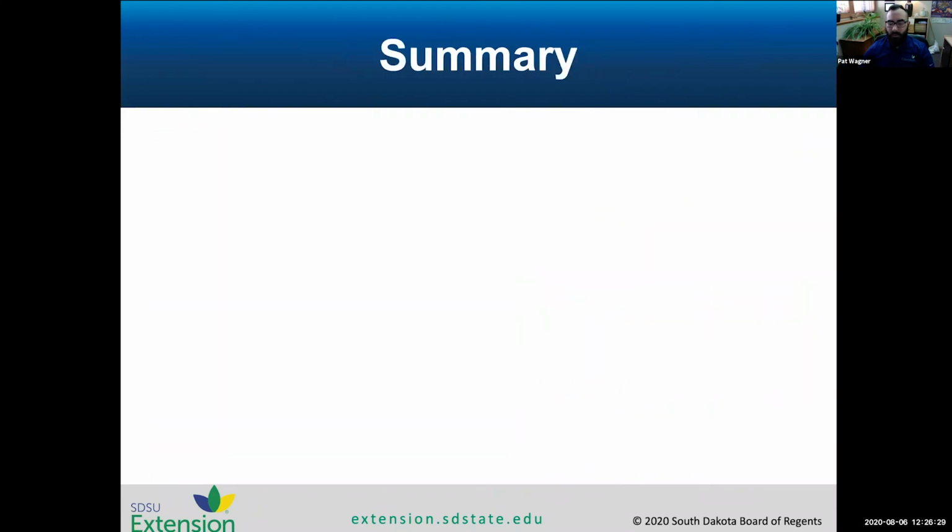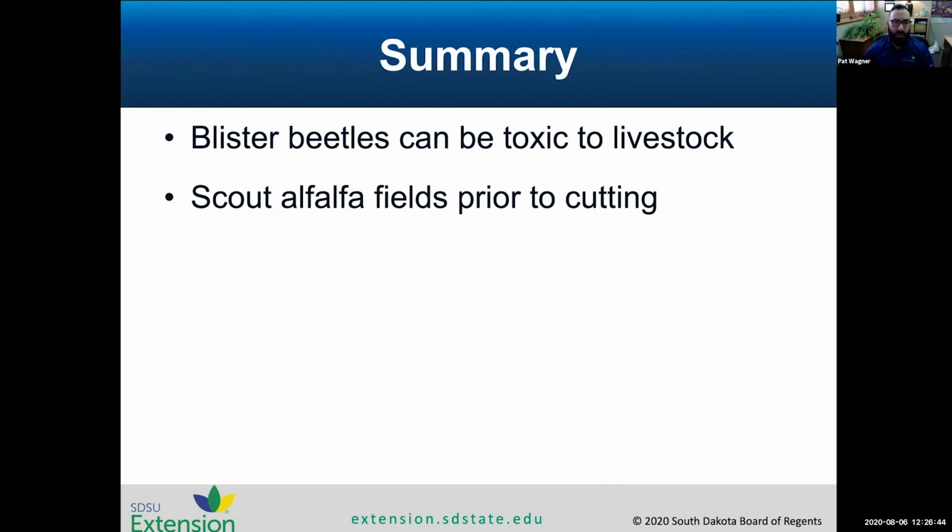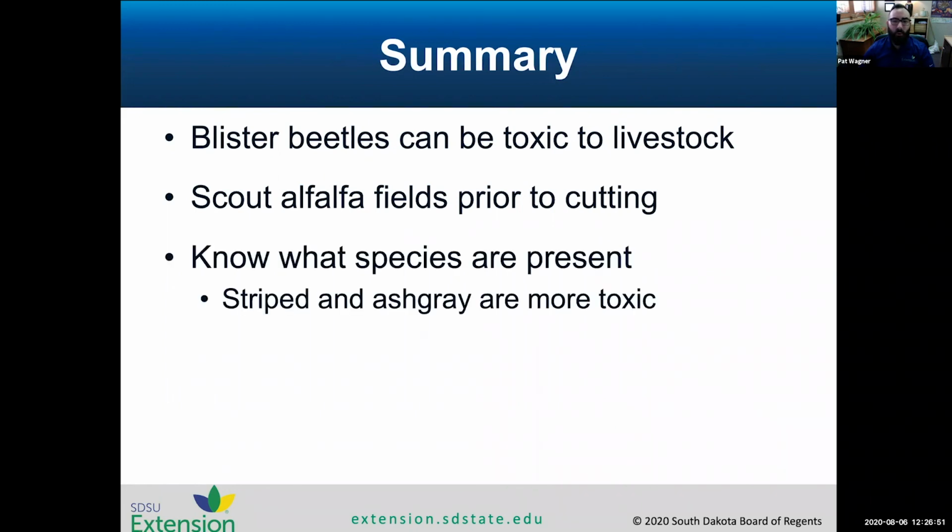So just to summarize here, overall, we started off talking about blister beetles, and just want you to know that they can be toxic to livestock because they contain that chemical cantharidin. We talked about scouting the fields, and make sure you do that prior to each cutting. You want to know what species are present. And just keep in mind that we do have the striped and ashgray that are a bit more toxic than some of the other blister beetle species. So just be aware of that.